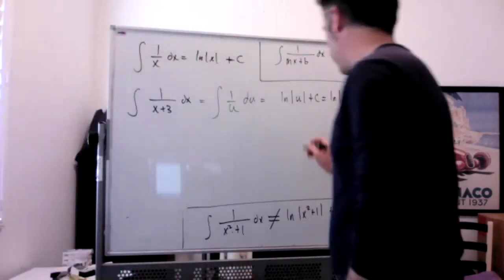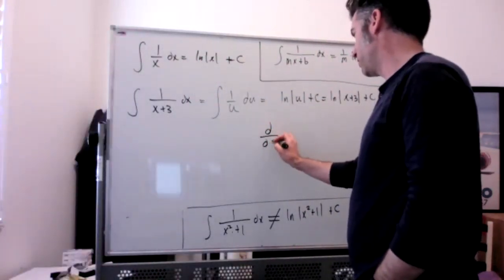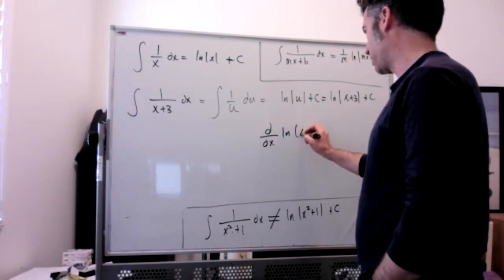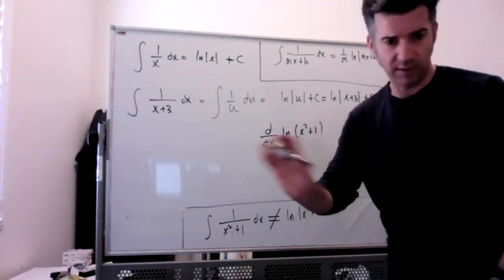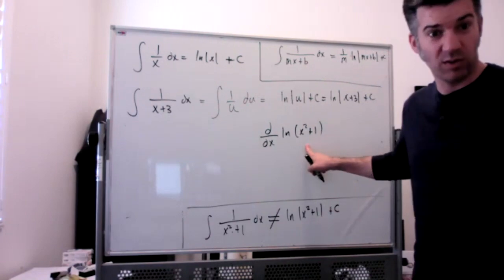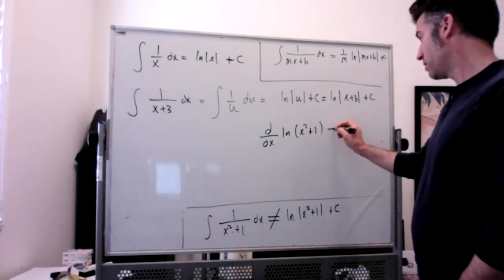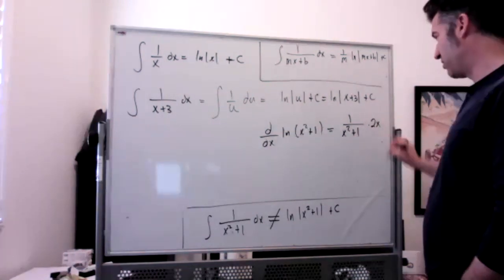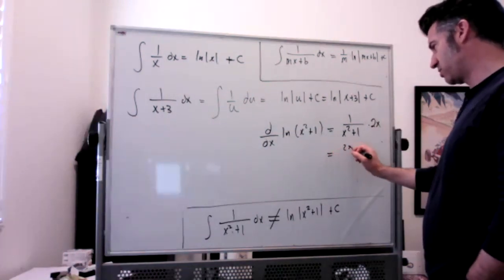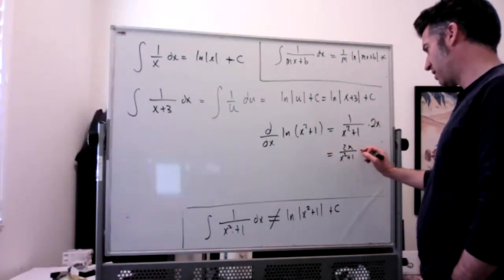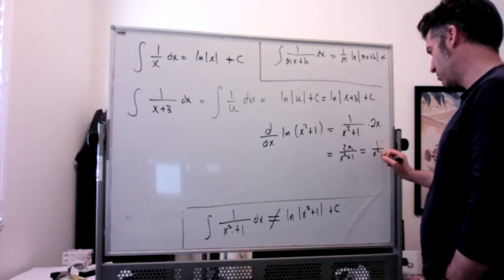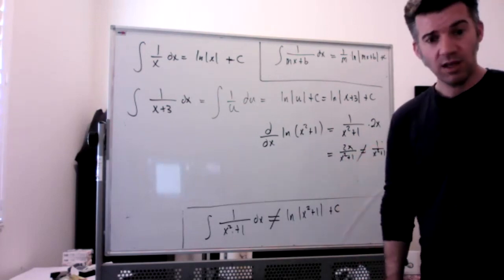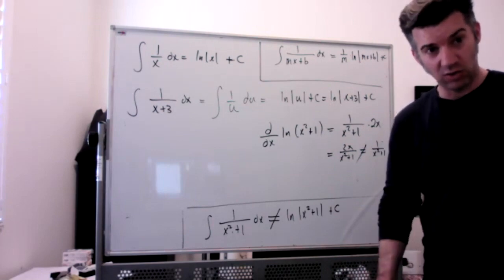So if you take the derivative of the natural log of x squared plus 1, I'm going to drop the absolute values because x squared plus 1 is always greater than or equal to 1. That's 1 over your stuff times the derivative of your stuff. That's 2x over x squared plus 1. That's definitely not 1 over x squared plus 1. Here's the other thing you cannot do.